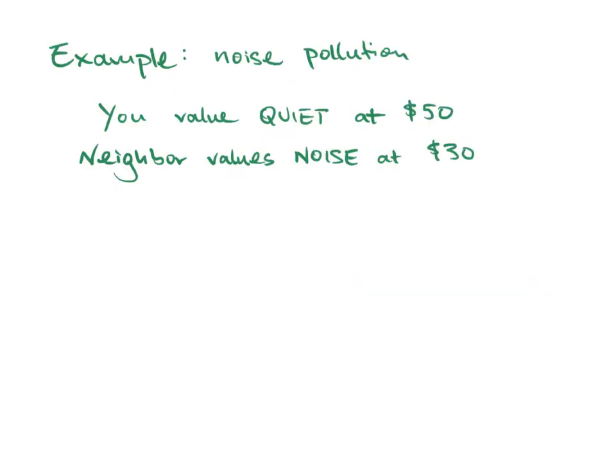Okay, so here's an example, noise pollution. Imagine you live in a dorm or an apartment and the person in the neighboring room or apartment likes being noisy, likes having loud, noisy parties. But you like peace and quiet. And so there's a conflict, right? You like peace and quiet. They like making noise. Peace and quiet has value to you. Noise has value to them.